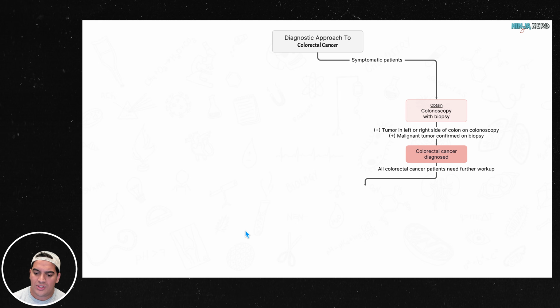Now, once you have diagnosed colorectal cancer, you need to consider working them up. And what I mean is working them up for metastasis, all right? And it's not just metastasis. There are other things that we'll talk about as well, but metastasis is going to be the big one. So you should get a CT of the chest, abdomen, and pelvis, because you want to see if it's spread to the lungs. You want to see if it's spread to the liver. That's going to be the most common one. And you want to see if it's spread to areas like the bones as well.